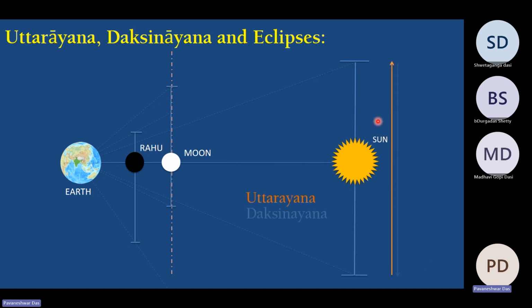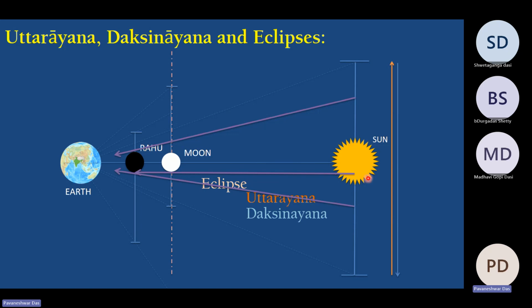The sun going from the bottommost point to the topmost point is called Uttarayana. The sun coming down from the topmost point to the bottommost point is called Dakshinayana. Whenever they are in the same line, that is called eclipse. They may be in the same line like this, or like this, or like this, anywhere, because the sun is going from here to here. The eclipse can happen when the sun is here, or when the sun is here, anywhere. So whenever all these four are in the same line, that is called eclipse.